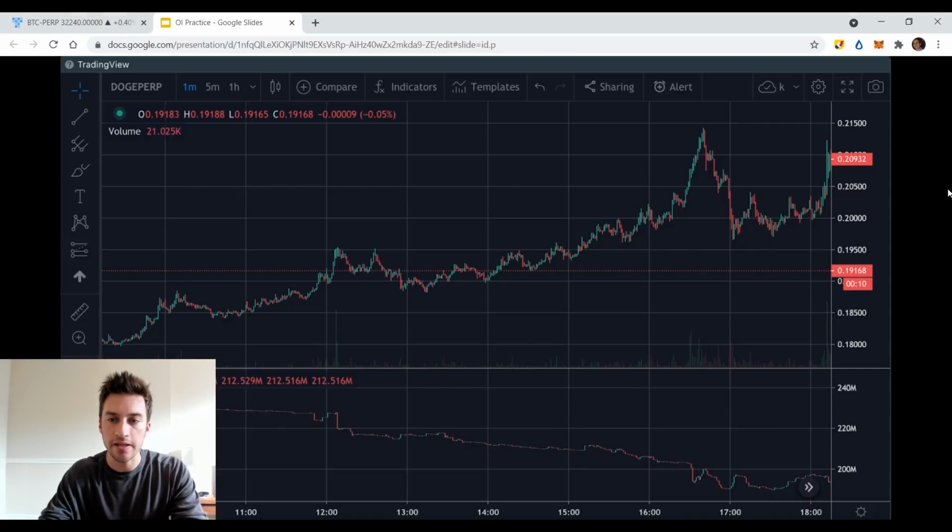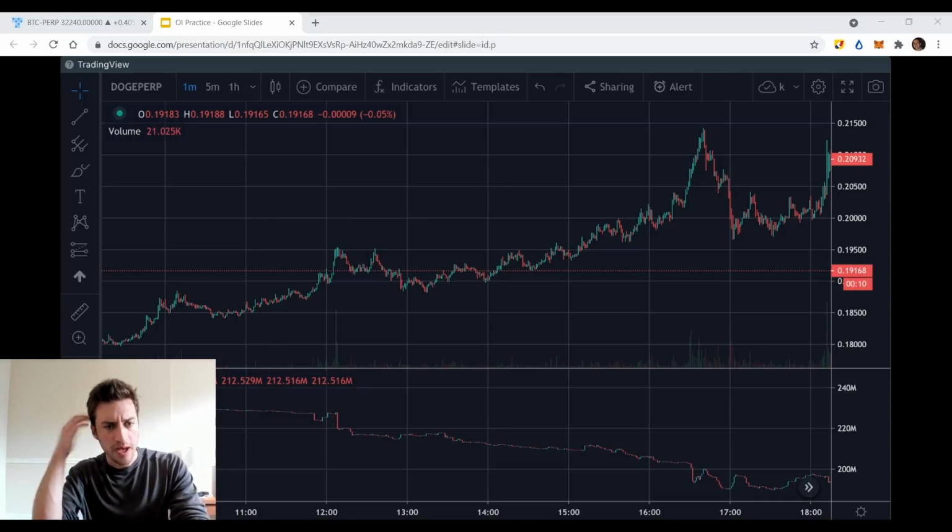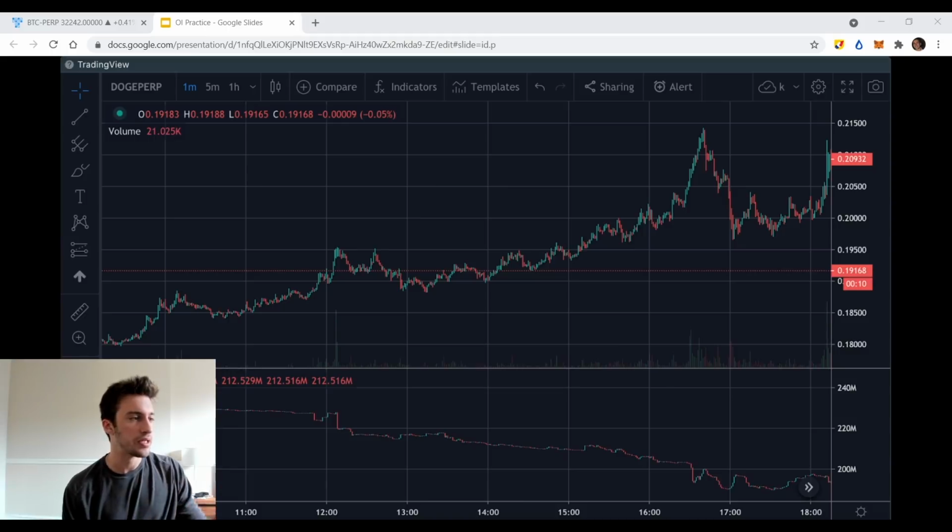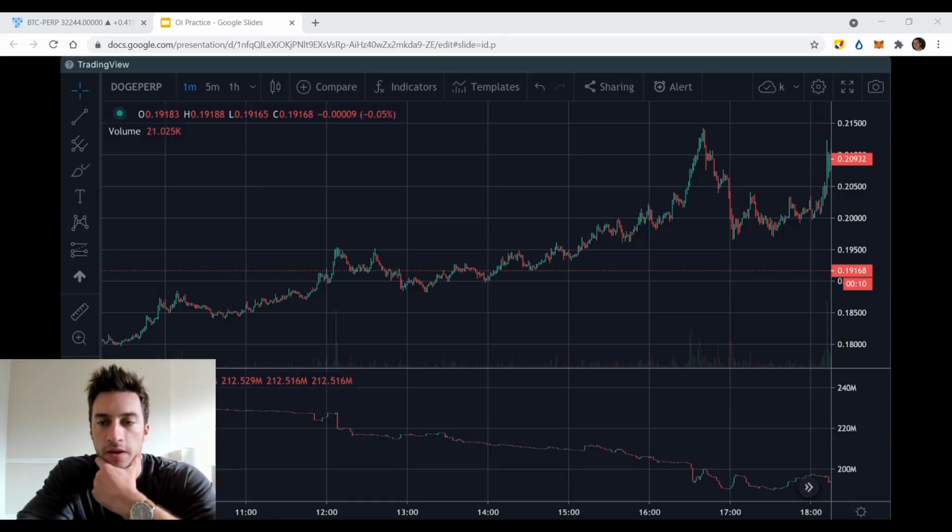This one, I think, is a little bit easier to distinguish really what's going on. We have an uptrend, but open interest is just falling. First of all, what does this mean? And second of all, what's going to happen next? Would you guys rather short or would you guys rather long in this example with price up 0.21 on Doge?